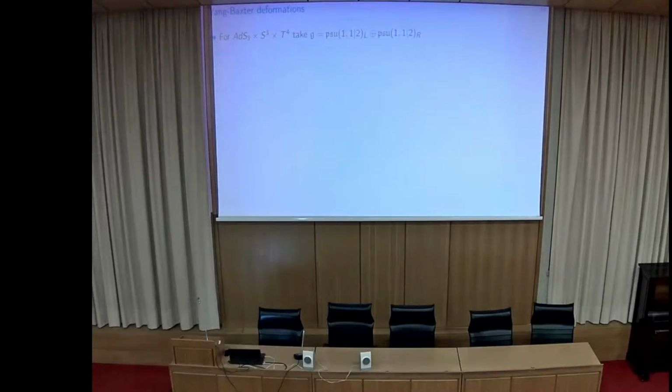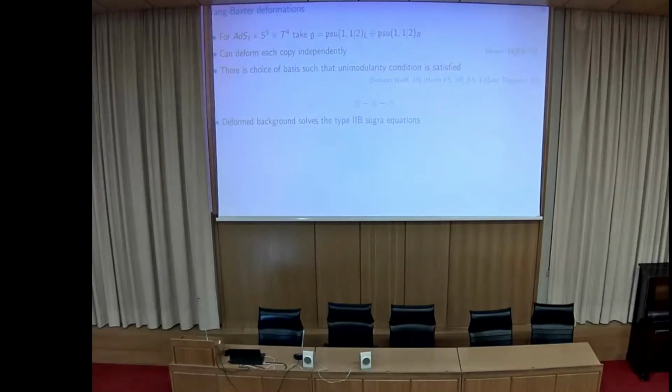Now I want to focus on the case of AdS3 × S3 × T4, and in that case, the Lie algebra that one needs to consider is given by two copies of PSU(1,1|2), and therefore one can deform each copy separately. You don't need to deform both copies. You can just deform one copy with some parameter Q left, and the other copy with some parameter Q right. And this will allow you in particular to deform just one of the two PSU(1,1|2).